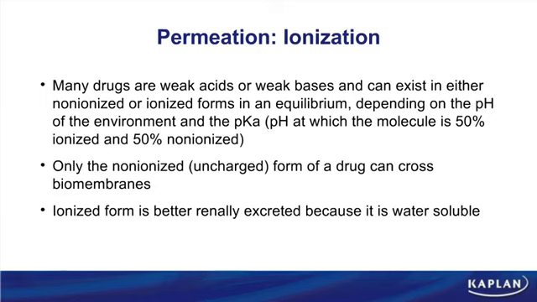It's also important to remember that the non-ionized form of the drug, the uncharged form, is the only form that really can effectively cross membranes. On the other hand, the ionized form is really more likely to be renally excreted because ionized drugs can't cross membranes effectively. They're more likely to be eliminated.